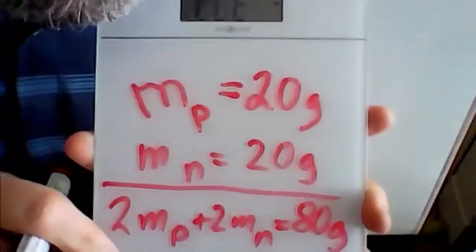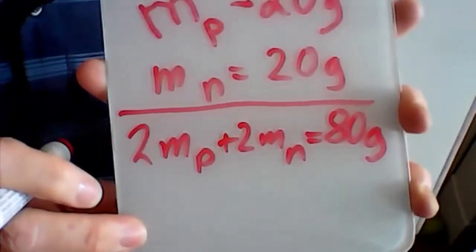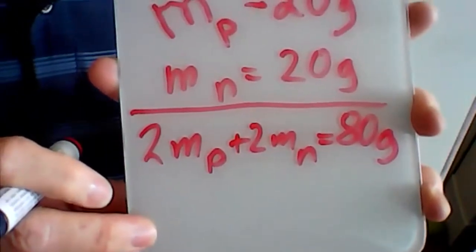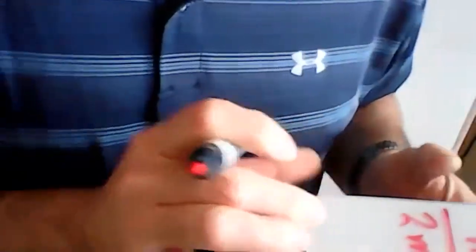So here's the result. We found that the mass of 2 protons and 2 neutrons together is 80 grams. Everybody cool with that? Yes. No surprise. Okay, now watch this.